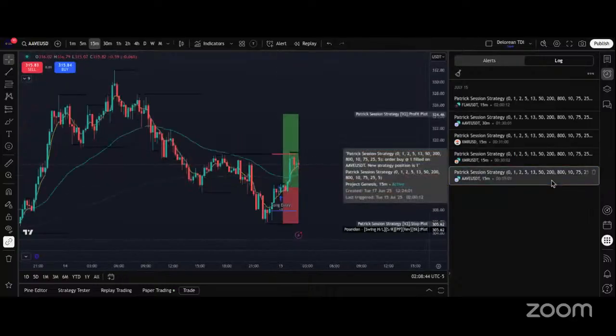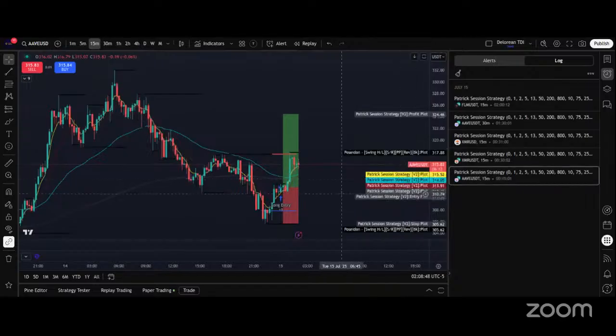Next, we have AAVE versus Tether. We're actually too late to enter this trade. It's a little less than 50% on its way to take profit, but that trade will definitely hit take profit eventually.